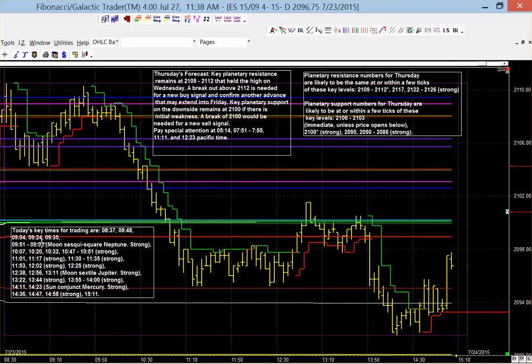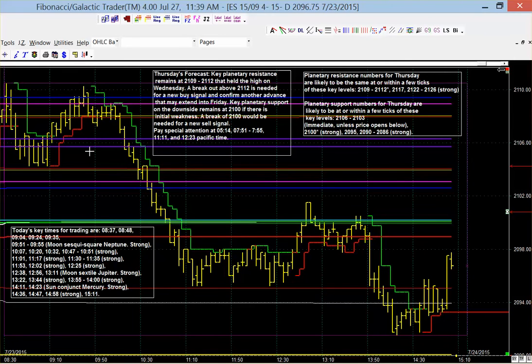Now the next time where the top came in was at 9:38, within a few minutes of the 9:35 time. We got a reversal up at the previous time at 9:24. Then it keeps going. We got a retest at the key resistance for the day at 2109 to 2112, within a few minutes of the 9:35 time.